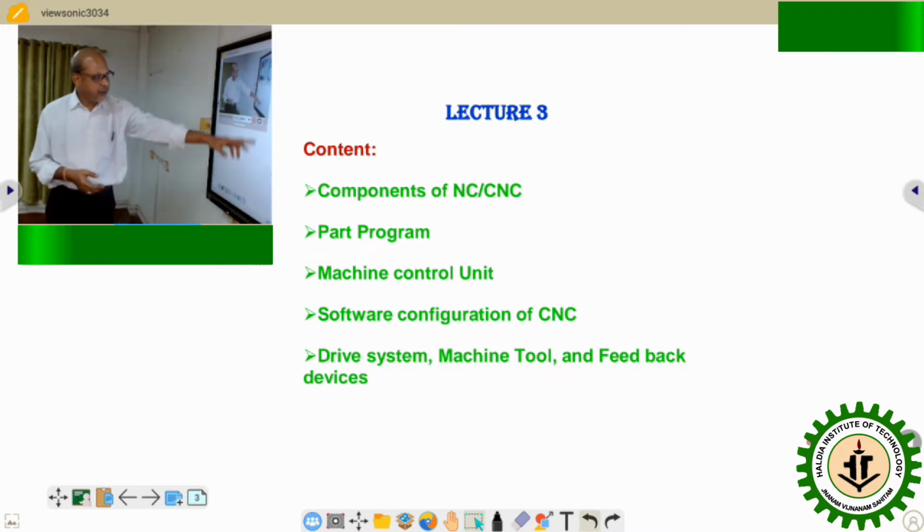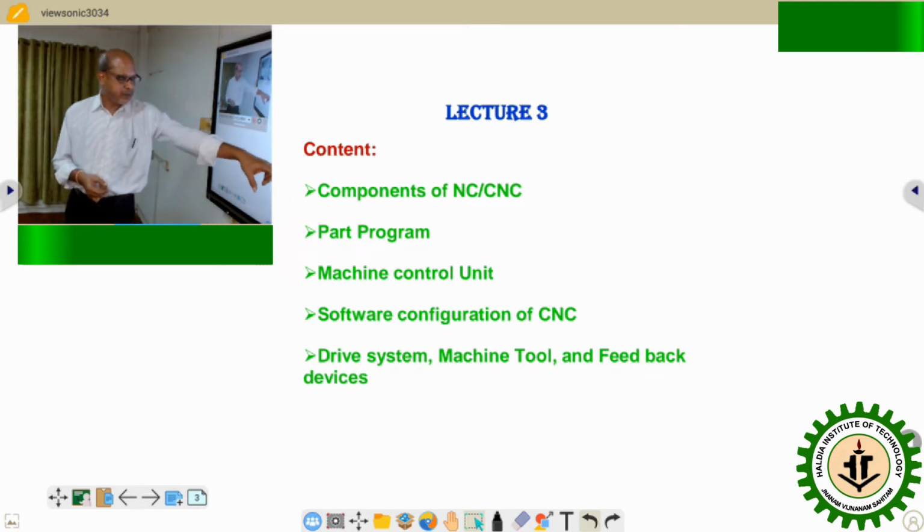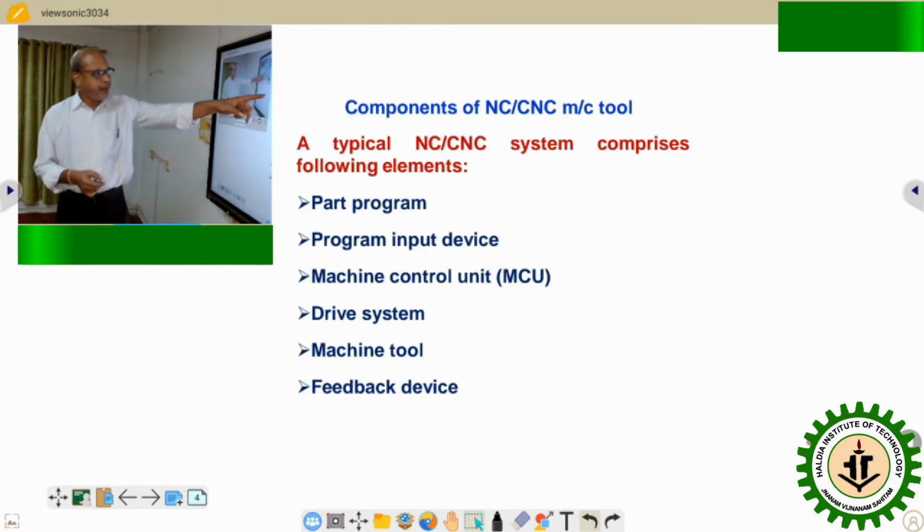So content-wise: components of NC CNC, part program, machine control unit, software configuration of CNC, which is a new one, and drive system, machine tool, and feedback devices. A typical NC CNC system comprises the following elements.